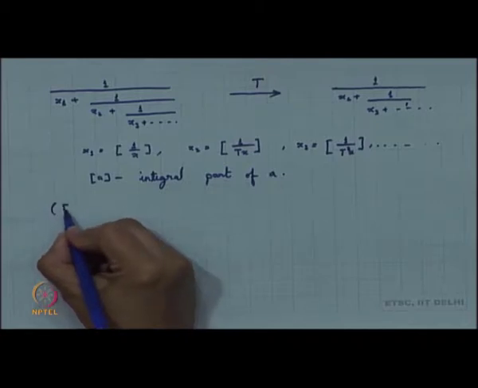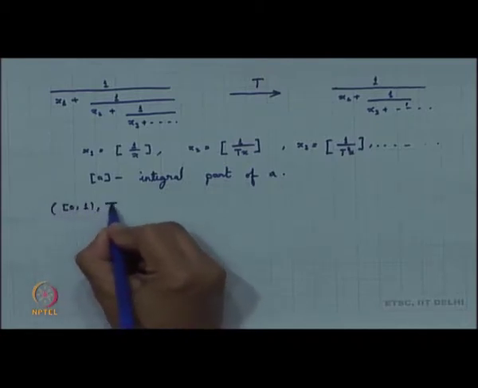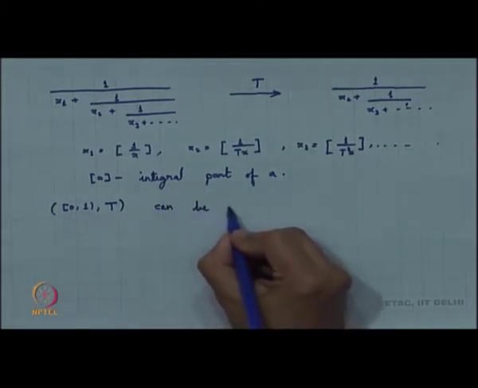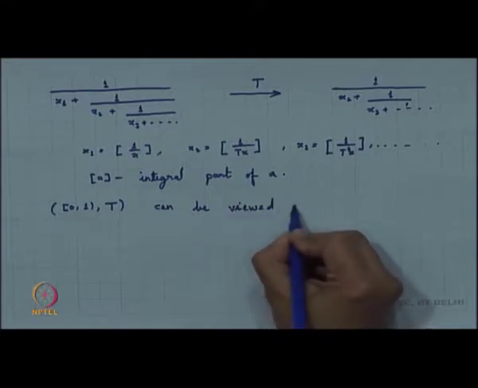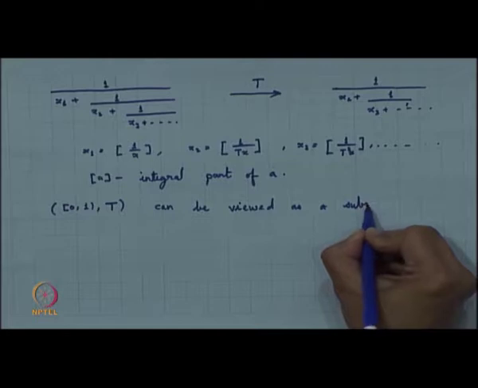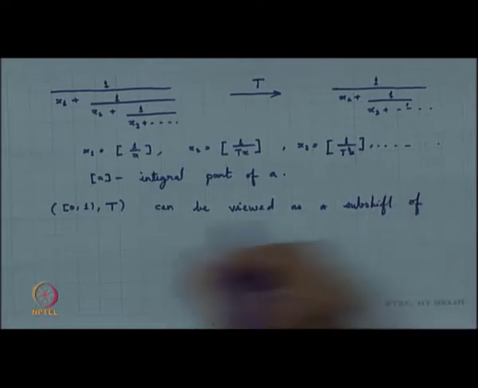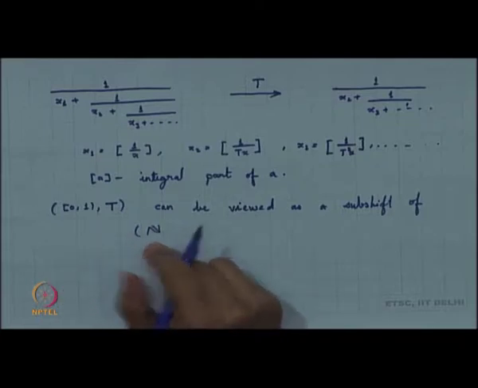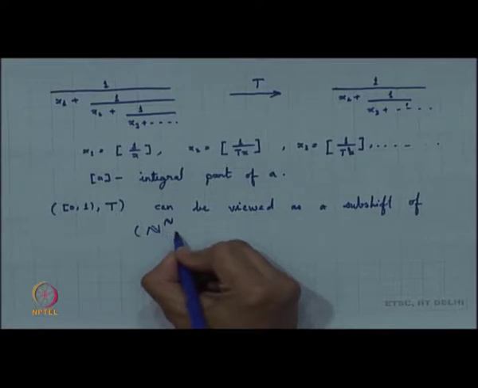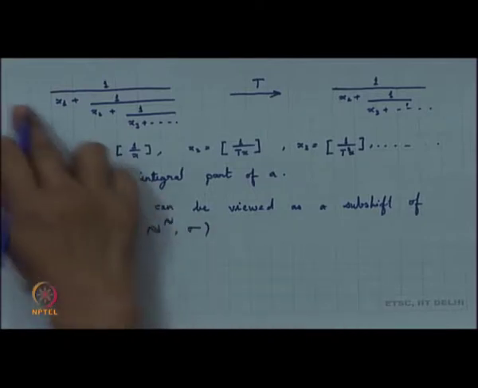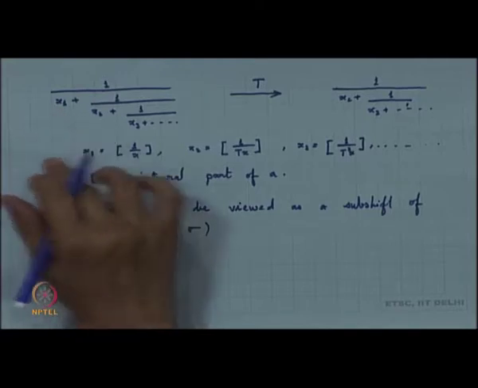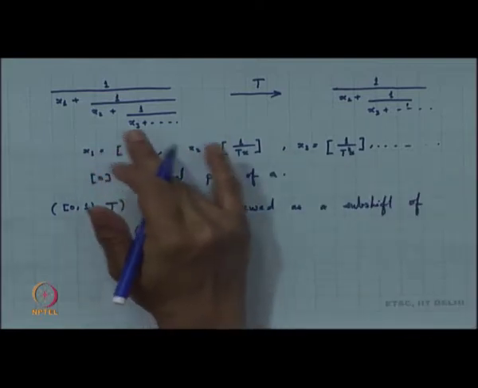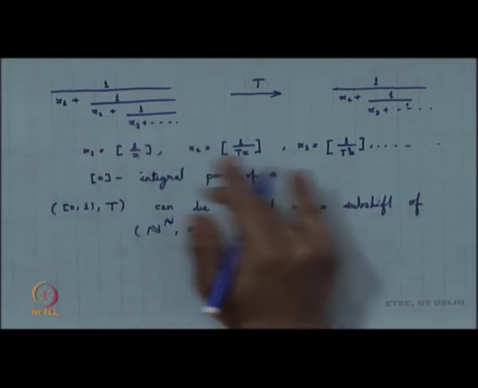Now what we can realize here is that if we look into this dynamical system, [0,1) with T, then this can be viewed as a subshift. I am taking all natural numbers, so my alphabet set is N, and the system is N to the power N with the shift sigma. We can think of writing this entire continued fraction as an infinite sequence x_1, x_2, x_3 and so on, and then we can view this dynamical system as a subshift of this space.